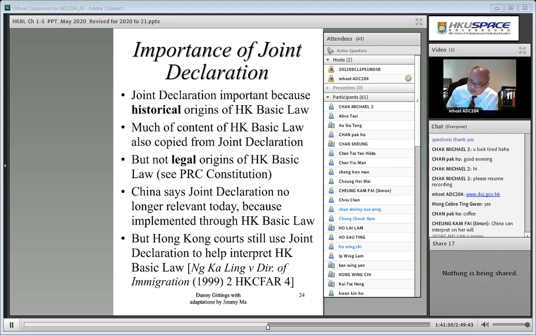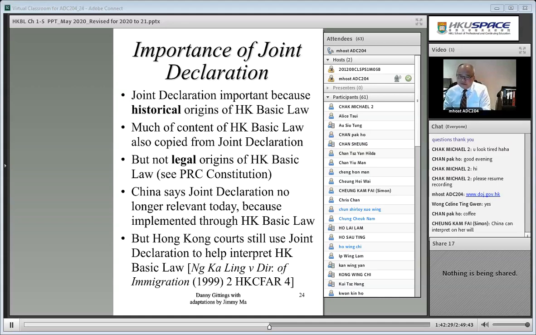However, from a strict legal point of view, the Chinese government, the PRC government, is not wrong. It's right, because the Joint Declaration is not the legal origin of the Basic Law, right? And whatever right that Hong Kong has, the only body that has the power to give it legality is the National People's Congress.